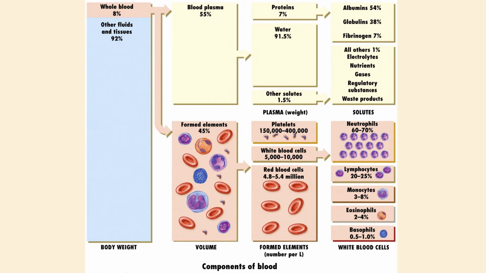Nutrients like glucose and amino acids, gases such as oxygen and carbon dioxide, regulatory substances. That's referring to signaling molecules like hormones, as well as enzymes, and then waste products like creatinine and bilirubin are all these other solutes. Okay, so here we have the general overview of the composition of plasma. I'm sorry, the composition of blood.